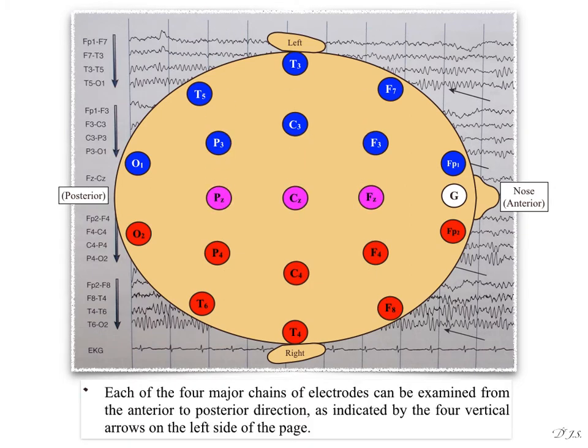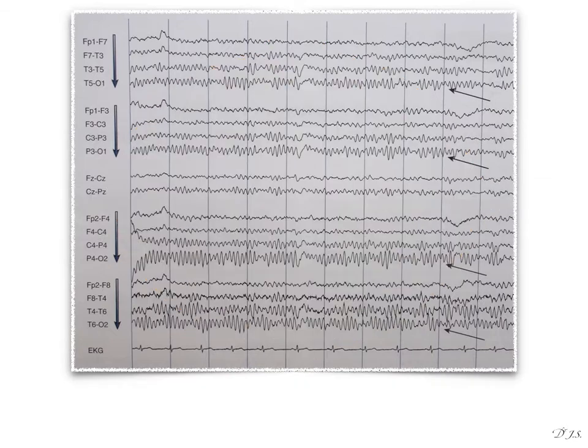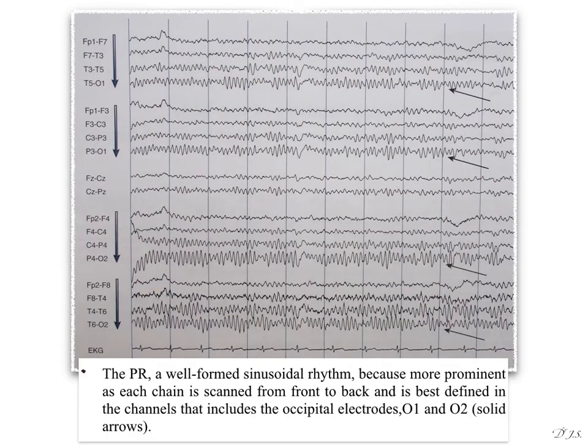Each of the 4 major chains of electrodes can be examined from the anterior to posterior direction, as indicated by the 4 vertical arrows on the left side of the page. The PR, a well-formed sinusoidal rhythm, becomes more prominent as each chain is scanned from front to back and is best defined in the channels that include the occipital electrodes, O1 and O2, solid arrows.